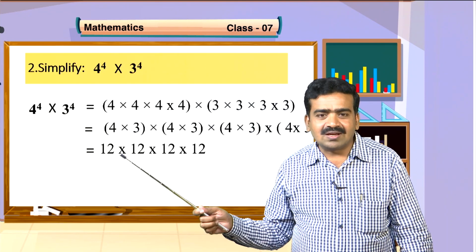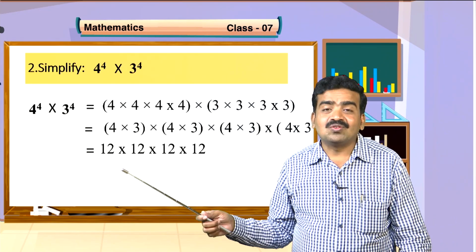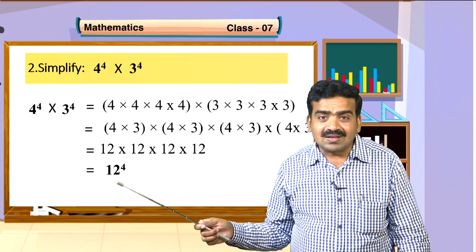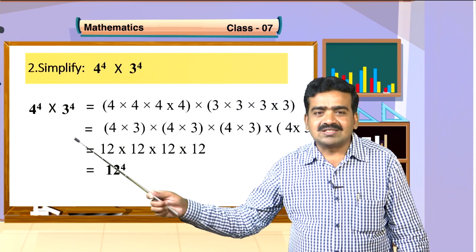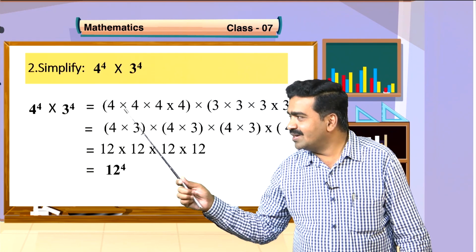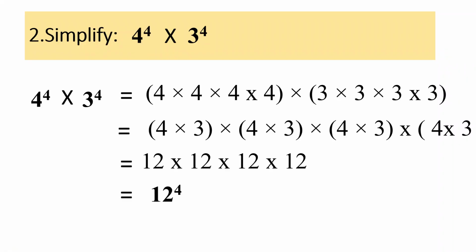12. So, we are getting 12 in each case. Here 12 is repeated 4 times. That can be written as 12 to the power of 4. So, what is the simplest form of 4 to the power of 4 into 3 to the power of 4? It is equal to 12 to the power of 4.